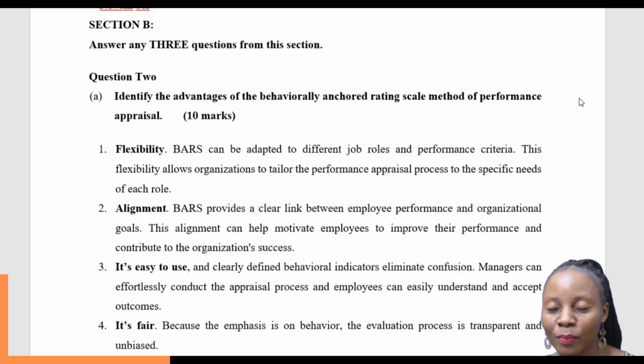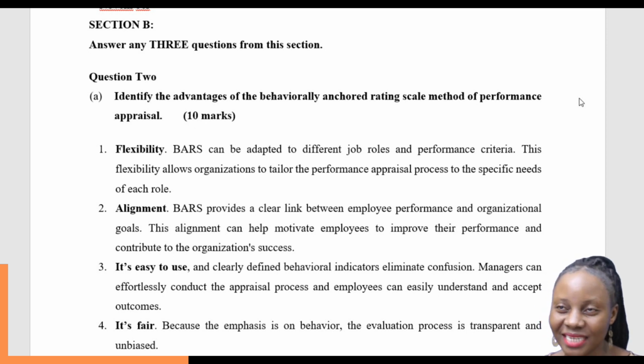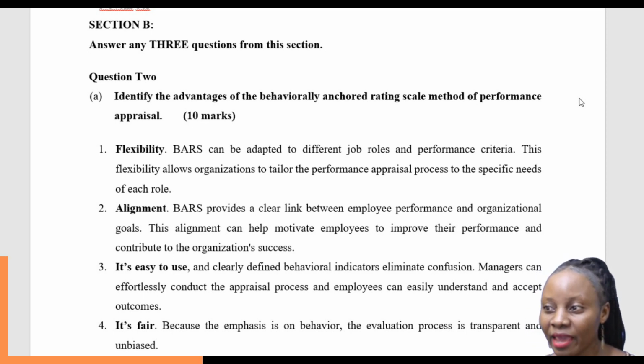So here you come up with a checklist of the qualities that you expect the employees to have. And when it comes to measuring performance, you use that checklist to see whether that person matches it or not. That is how the behavioral anchored rating scale works. So what are some of the advantages associated with this method of performance appraisal?